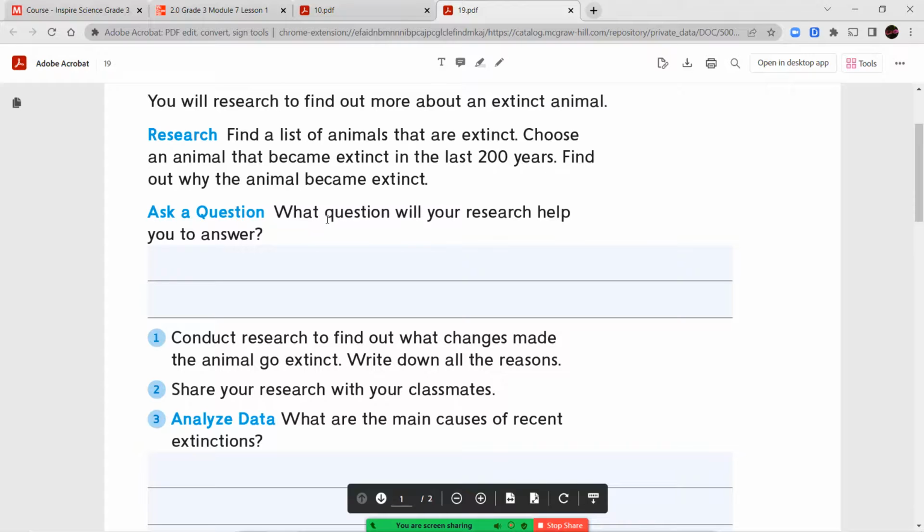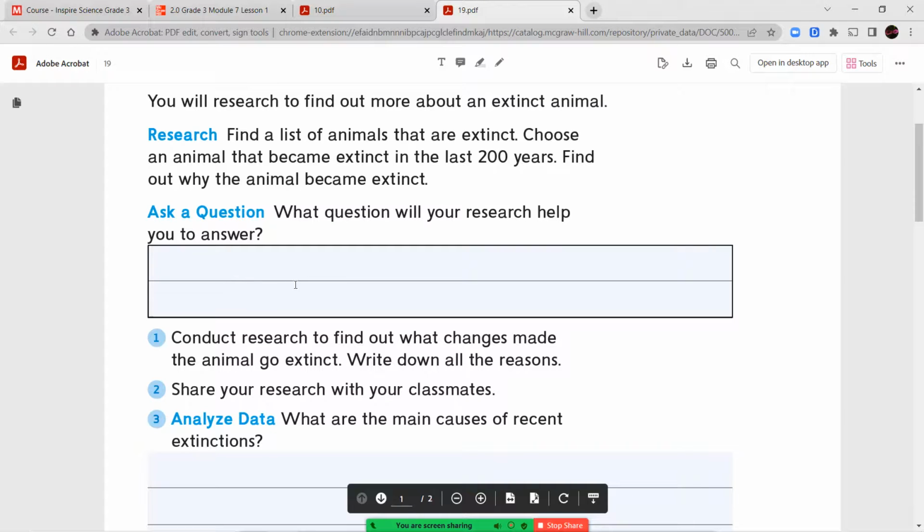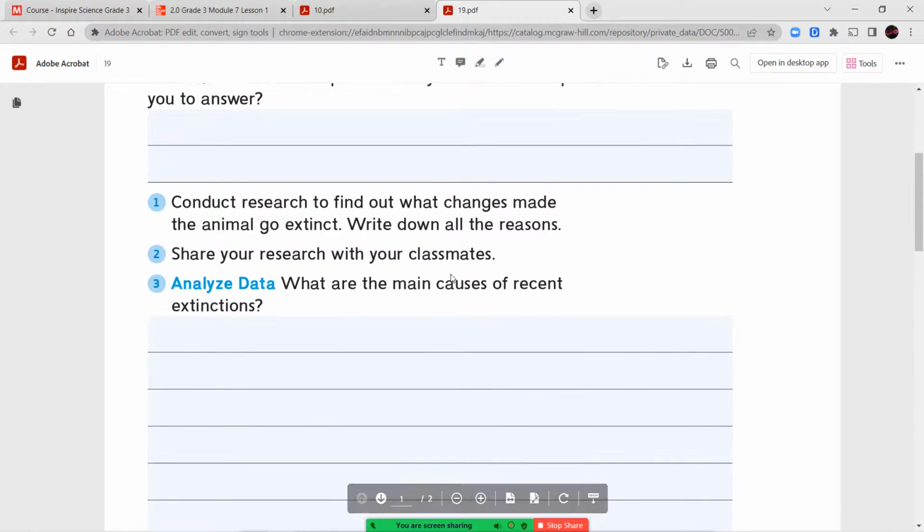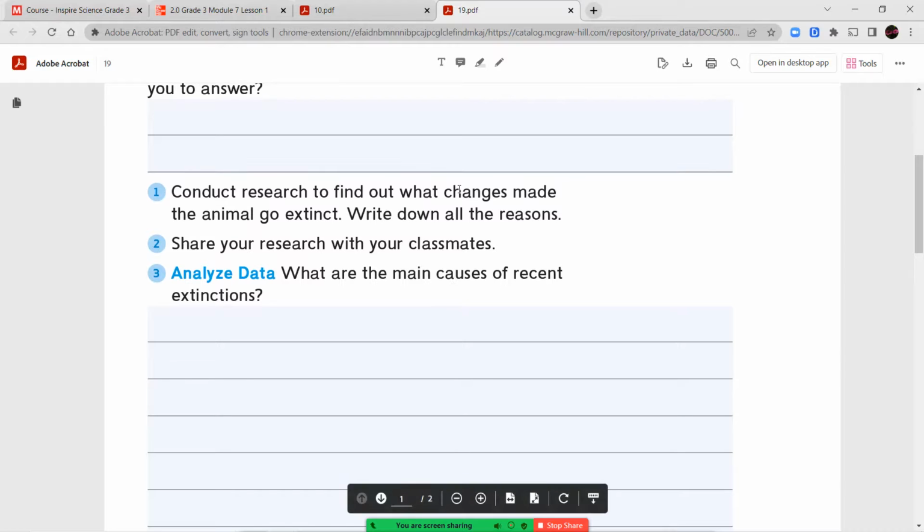Find out why they became extinct. Now, here you're going to ask a question. What question will your research help to answer? So what question would you like to ask and find the answer to? Number one says conduct research to find out what changes made the animal go extinct. Write down all the reasons. So find the reasons that those animals are not around anymore and write all of those reasons down.